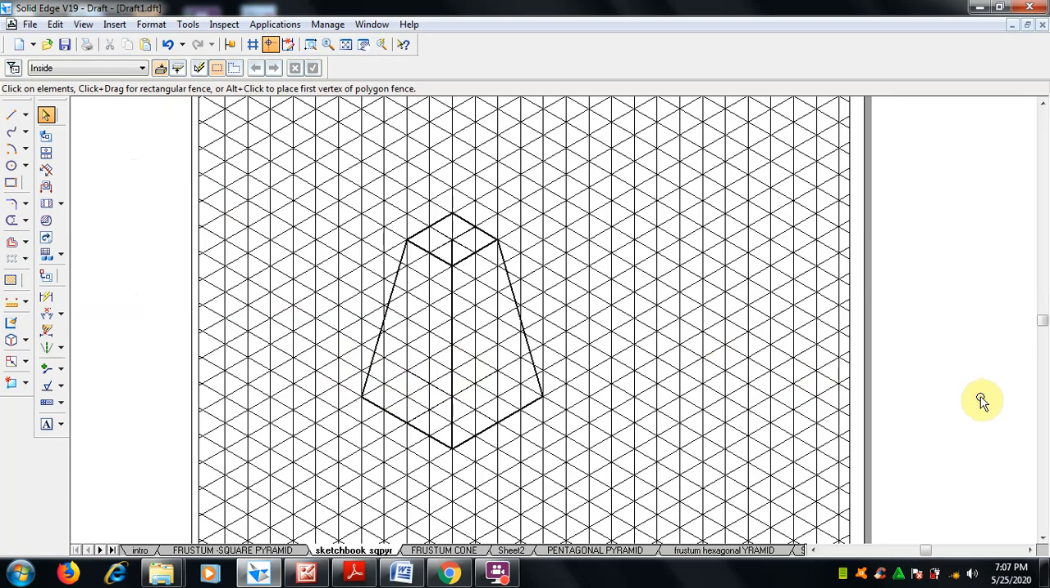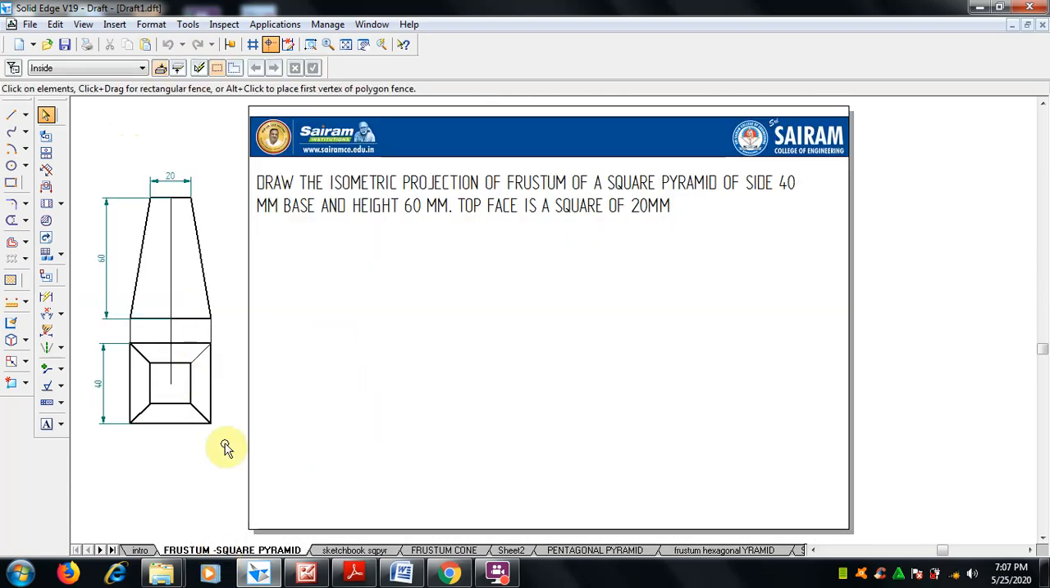So this is the square pyramid, that is the frustum of a square pyramid. Okay, how to draw this in Solid Edge software, how to use here. Now as 40 square and 20 square, that's all.